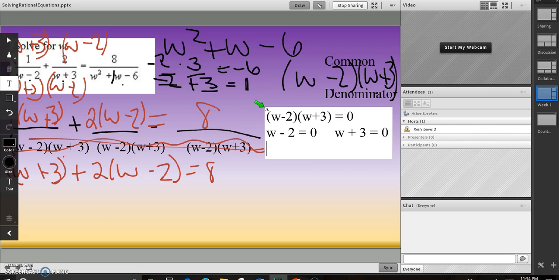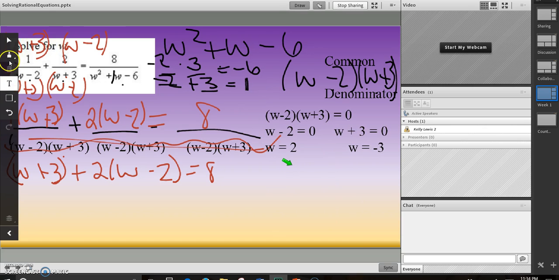And so when we set that equal to 0, we're going to set each factor equal to 0. So W minus 2 equals 0. We're going to add 2 to both sides, so we get positive 2. Then W plus 3 equals 0. We're going to subtract 3 from both sides. And so W cannot equal 2, and W cannot equal negative 3. Because if I plugged in 2 right there, I would get 0 on the bottom. If I plugged in negative 3 right there, I'd get 0 on the bottom, and everything would fall apart. All right, so this is our domain right here.